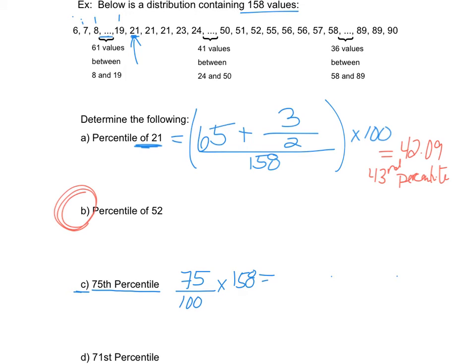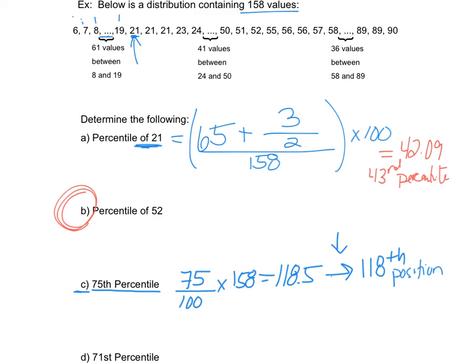So 75 divided by 100, then times 158, that gives us 118.5. Now we need to determine what data value is in the 118.5 position, but we need to round this. Remember, in this example, when we're finding position, we always round down. So this means we're finding the 118th position. What number is in the 118th position? So we go back to our distribution, that's up here, and we have to determine where is the 118th position.